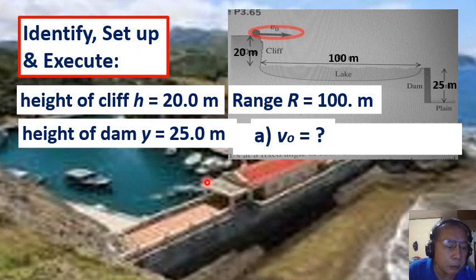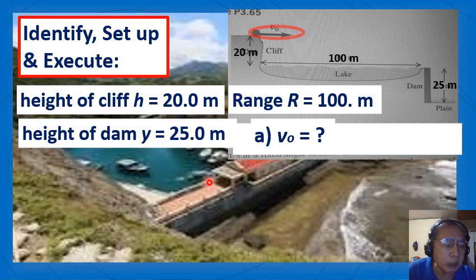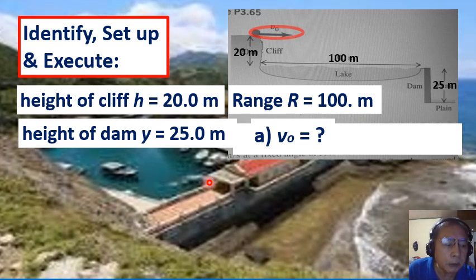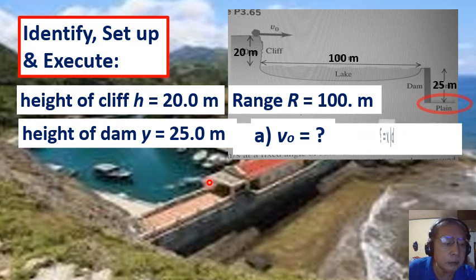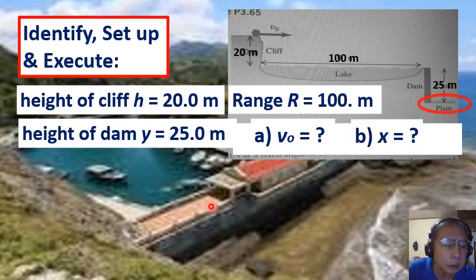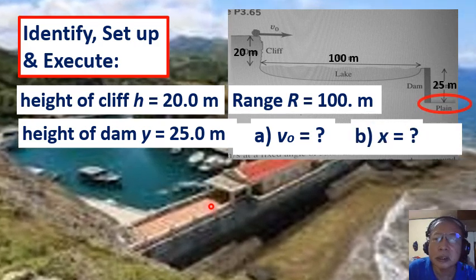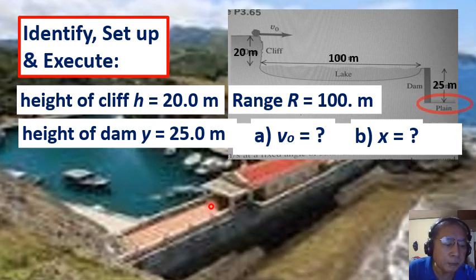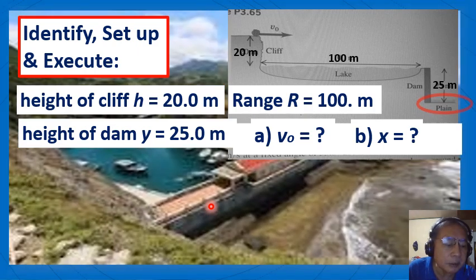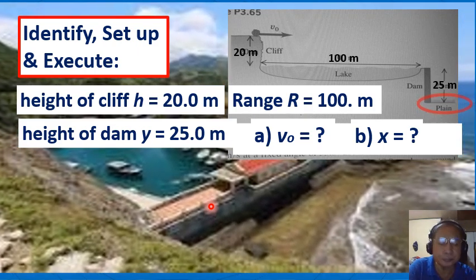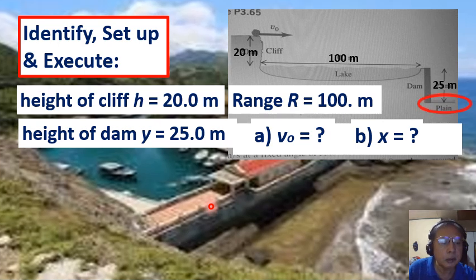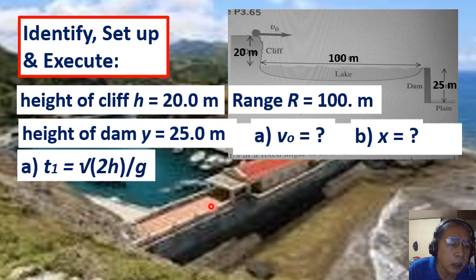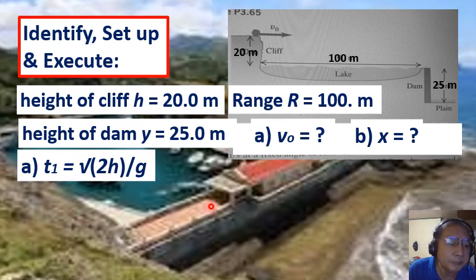In question letter A, we are asked to find the minimum initial horizontal velocity v0 of the rock. And for question letter B, we are to compute the horizontal displacement denoted by x, or how far from the foot of the dam does the rock hit the plain. So for our solution, we start with question letter A.